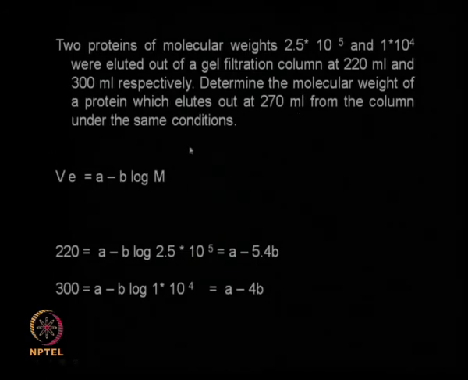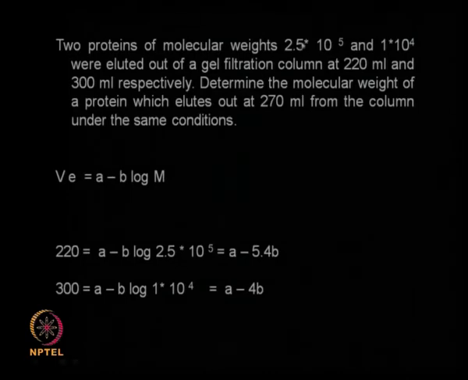So we can use this particular equation. If you remember, elution volume equals A minus B log M. Why do you have a negative term here? Because as the molecular weight increases, the elution volume decreases, because as the molecular weight increases, the solute comes out faster, so the elution volume also decreases.